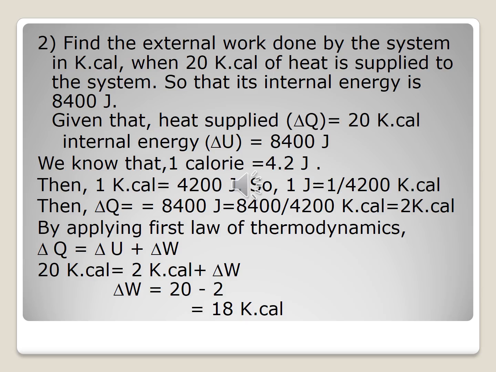Second question: find the external work done by the system in kilocalories when 20 kilocalories of heat is supplied to a system so that its internal energy is 8400 joules. Given that heat supplied delta Q is equal to 20 kilocalories and internal energy delta U is equal to 8400 joules. We know that 1 calorie is equal to 4.2 joules. Then 1 kilocalorie is equal to 4200 joules. So 1 joule is equal to 1 by 4200 kilocalories. Then delta U is equal to 8400 joules. When it converts into kilocalories, it is equal to 8400 by 4200, which is 2 kilocalories.